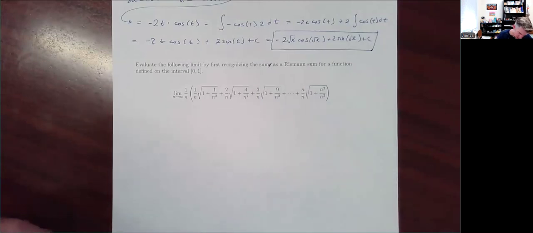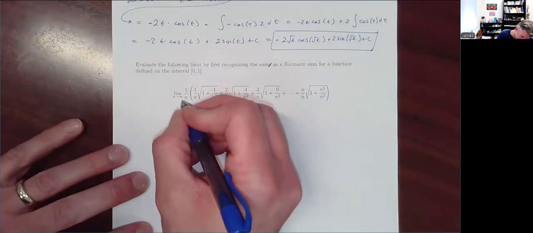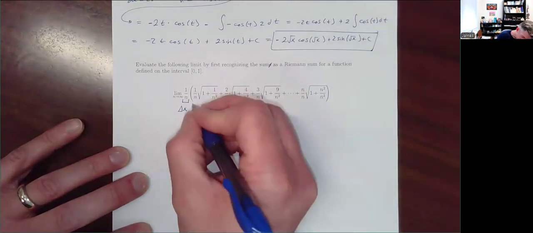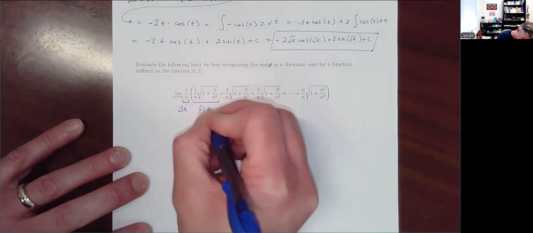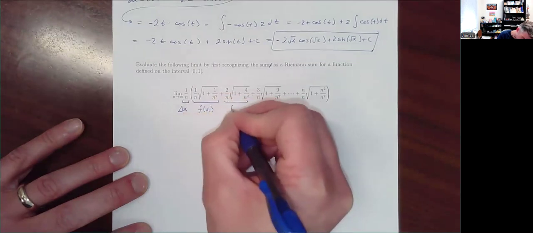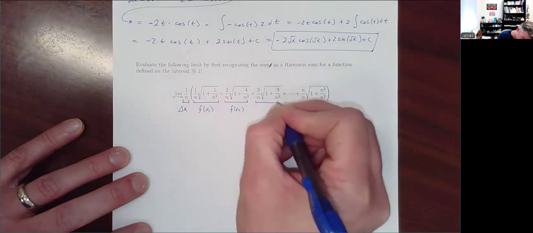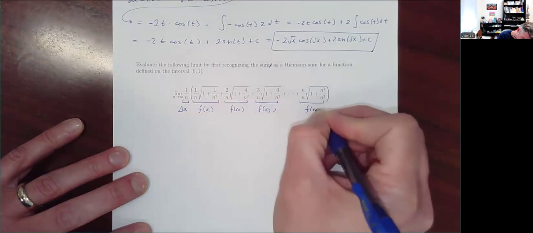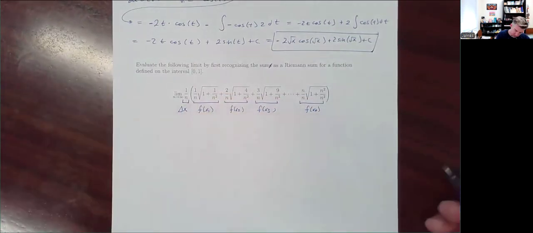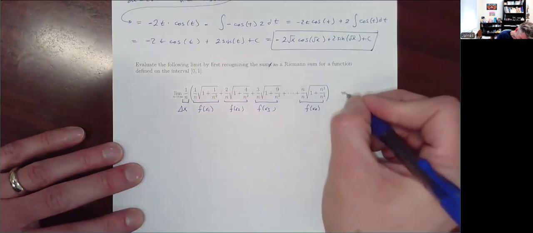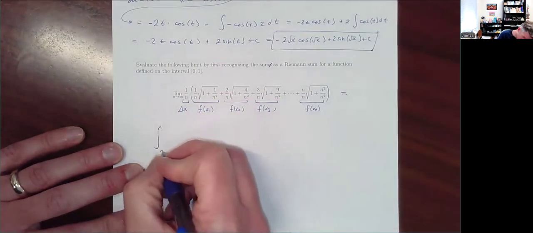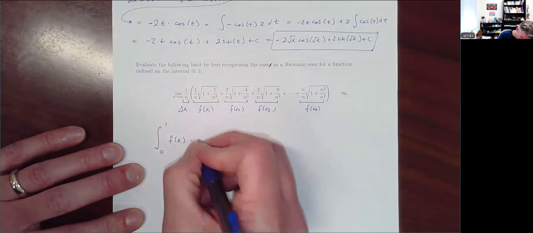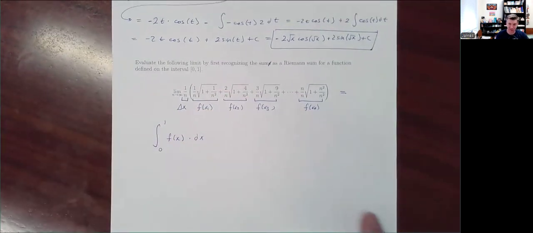So what I'm noticing here is this is like my delta x, and this is like my f of x sub 1. This is like my f of x sub 2. This is like my f of x sub 3, all the way to my f of x sub n. But the limit of a Riemann sum is equal to the integral from 0 to 1 of f of x dx. So I really just have to figure out what my f of x is here.